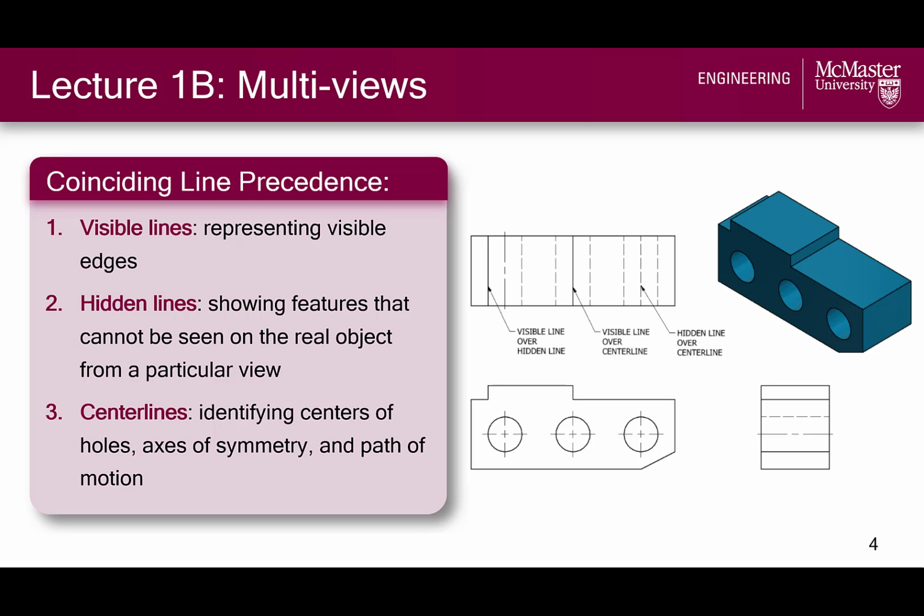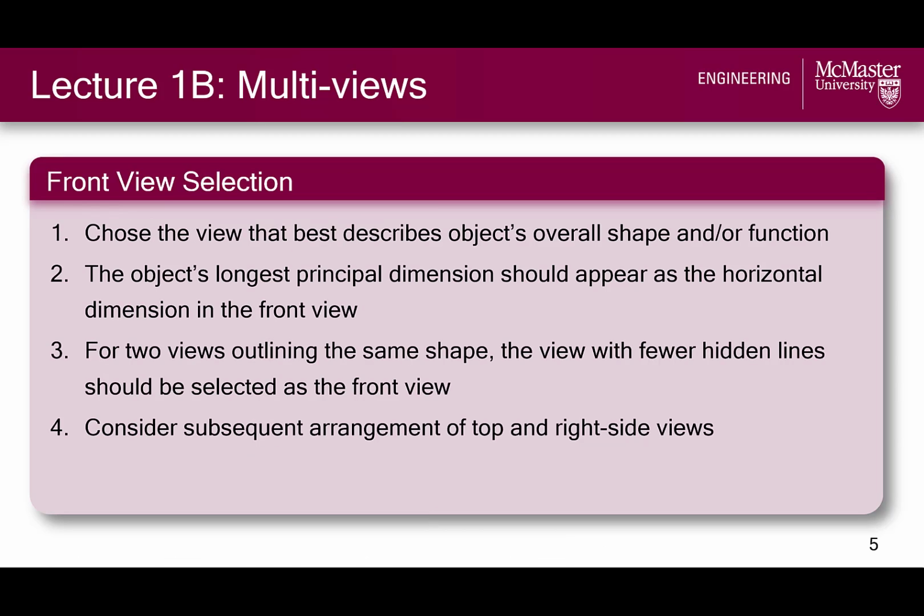Recall that we also include hidden lines and center lines in multi-views, with the line precedence being visible lines, then hidden lines, then center lines, in the event that they overlap. Hidden lines aren't typically included in isometric drawings because it would make them overly cluttered, but in the 2D multi-view drawings, we are able to include hidden and center lines to make it easier to interpret the overall geometry of the part. In this lecture, we also learned about view selection for multi-view drawings.